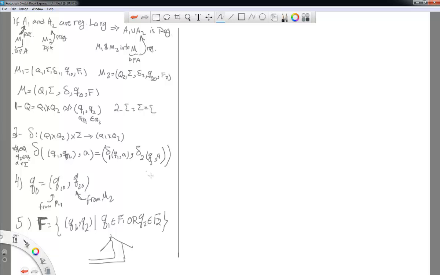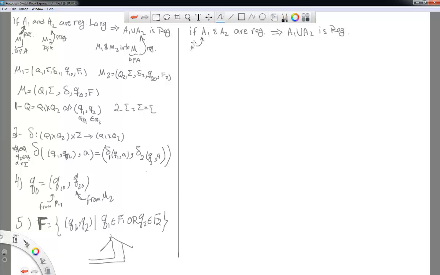Now, how are we going to utilize non-determinism to perform this proof? In this case, we still want to prove that if A sub 1 and A sub 2 are regular, then their union is regular. So how are we going to do that?